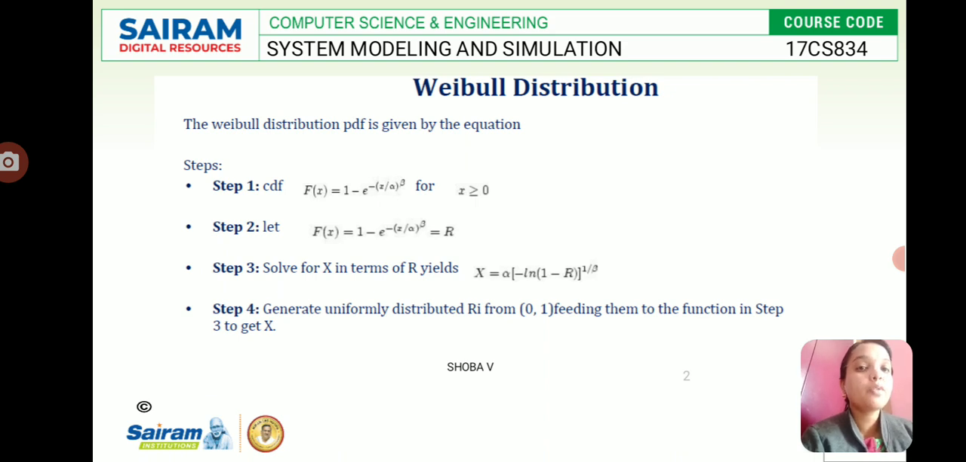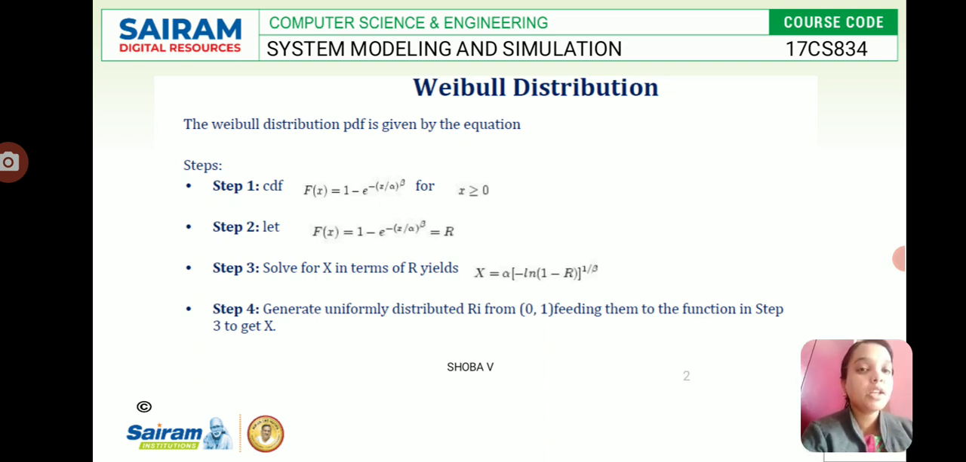Afterwards, we have to find the r value. The same formula we are going to apply, and then next we are going to solve for x in terms of r, which yields the formula x is equal to alpha times (minus log of 1 minus r) the whole power 1 by beta. Finally, we are going to generate a uniformly distributed value between 0 and 1, and apply it to the function in step 3 to get the x value. So these are the steps we can follow in the Weibull distribution.